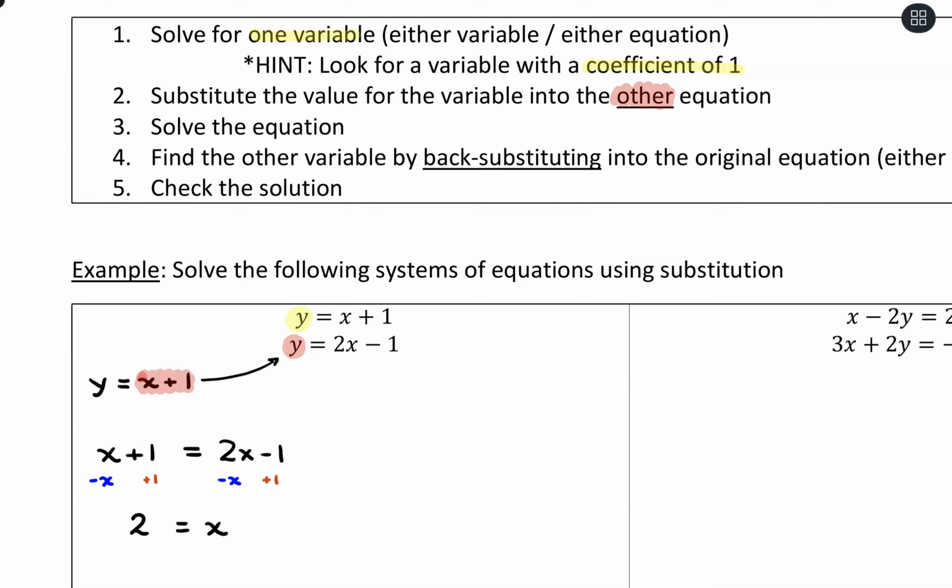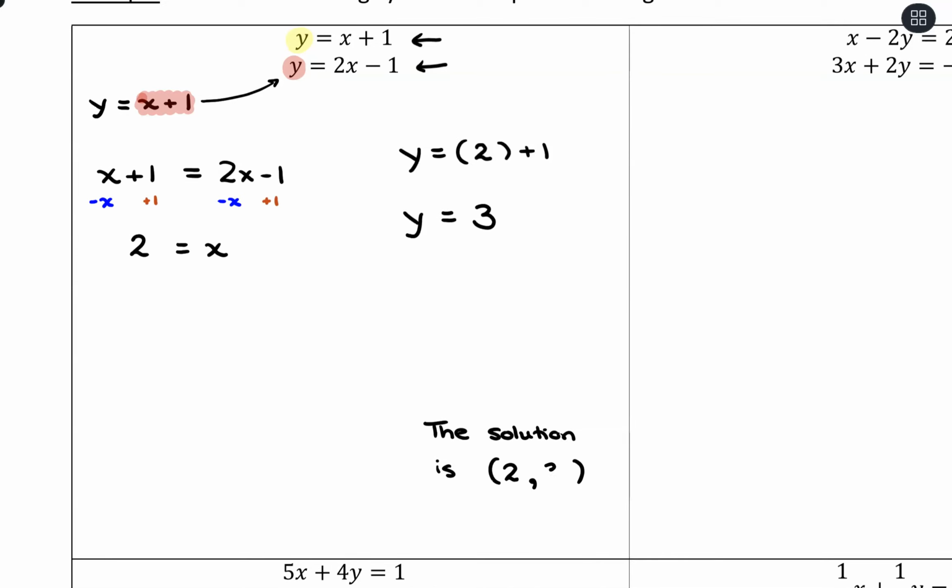Now with step 4, what we're doing is we're going to back substitute, which means we're going to take x equals 2 and plug it into one of these equations up here, either y is equal to x plus 1 or y equals 2x minus 1. Doesn't matter which one we use. So let's say we take y equals x plus 1, but instead of writing x, we're going to substitute in the solution we just found, which is 2. So y equals 2 plus 1, which is 3, and that would give us our y coordinate.